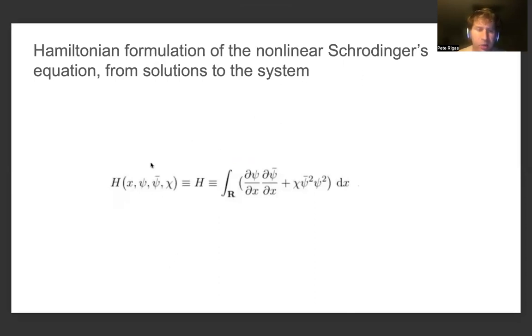solutions to the system, in which you have the solution, which is given for the nonlinear Schrodinger equation, which we had defined in the previous presentation in the series, in which the solution is the wave function psi, which you can take the complex conjugate of because it's a complex valued wave function.